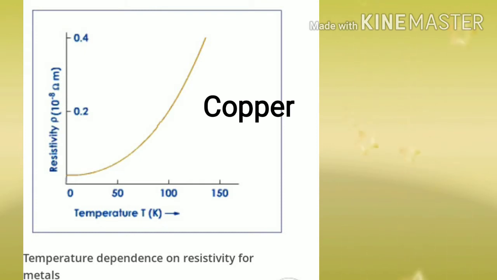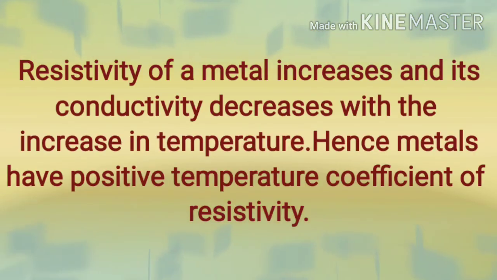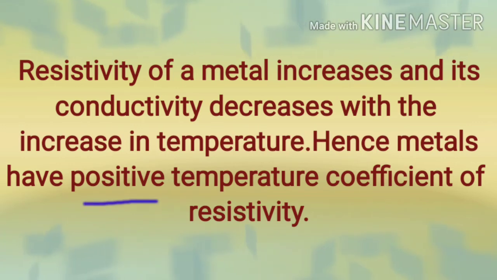Here it shows the variation of resistivity with temperature for metals. It shows that as temperature increases, resistivity also increases. This is the graph for copper. Resistivity of a metal increases with the increase in temperature, and hence metals have positive temperature coefficient of resistivity.